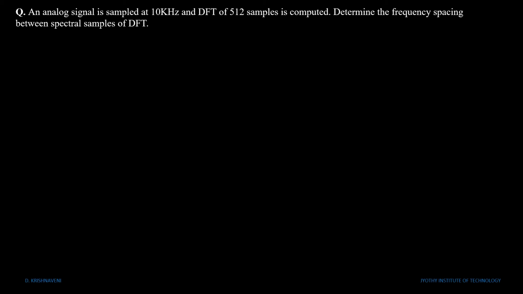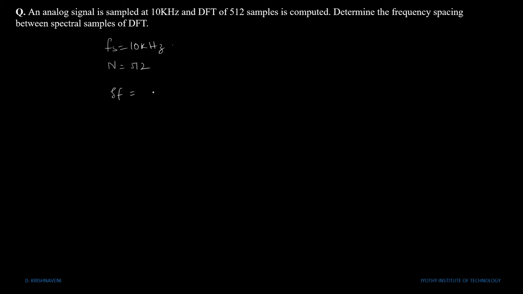Next, an analog signal is sampled at 10 kilohertz. So DFT of 512 samples is computed. Determine the frequency spacing between spectral samples of DFT. So here sampled at 10 kilohertz, so Fs is equal to 10 kilohertz. Samples 512 samples, so N is equal to 512. So you have to determine the frequency spacing.